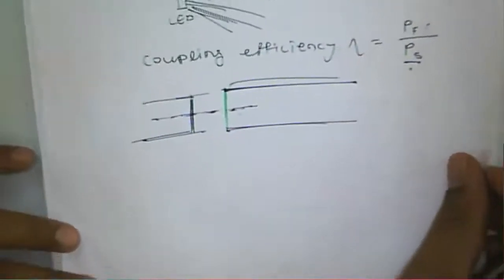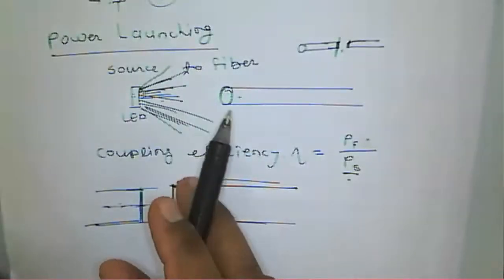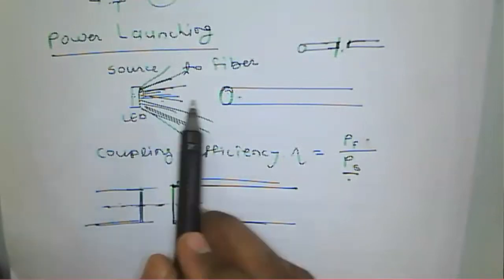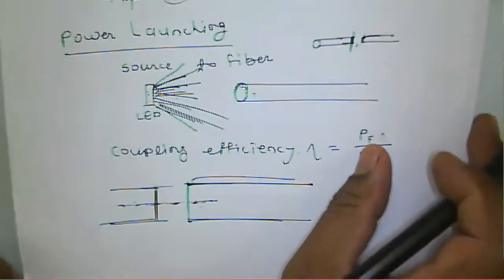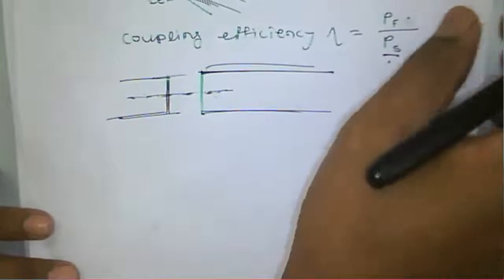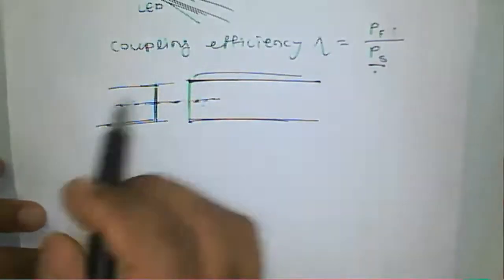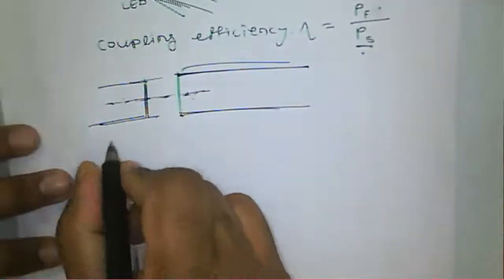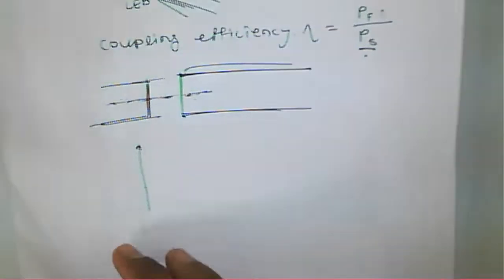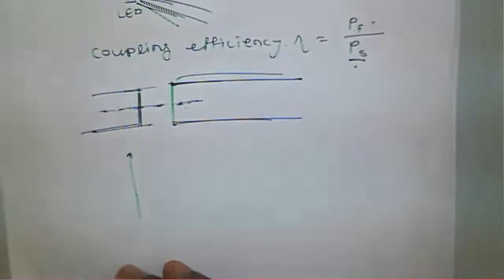Now we will consider, for a given particular source, how power launches inside the optical fiber. So we should know the emission pattern of the source. Generally, we express that emission pattern or source output pattern in a spherical coordinate system.